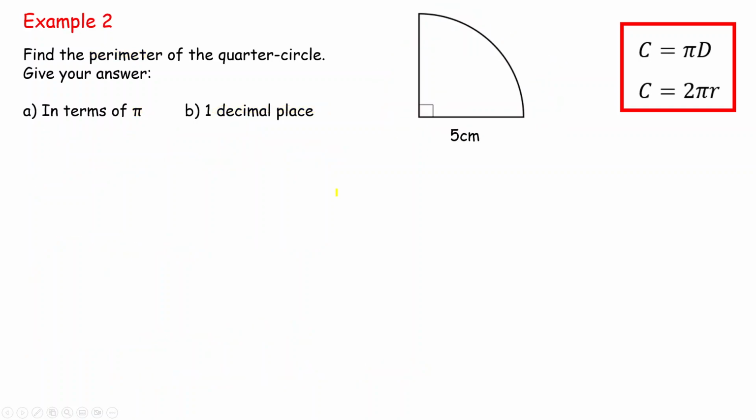Example 2. I think we've got 3 examples in total. Example 2 again says find the perimeter. So you want to find the distance of this part of the circle and this part of the circle and this part of the circle, of the quarter circle. Give your answer in terms of pi again, and also to 1 decimal place again.